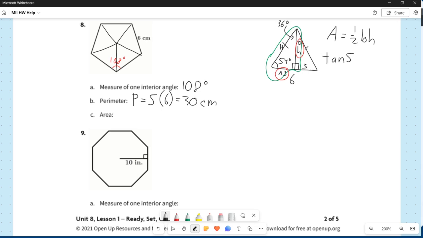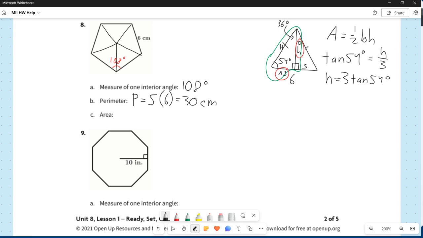And our angle here is 54 degrees. The definition for tangent in a right triangle is opposite over adjacent. Our opposite is the height, the thing that we're looking for, and our adjacent is half of the base, which was 3. If I solve this for h, we're going to multiply both sides by 3. So we end up getting h equals 3 tangent of 54. That is our exact height.